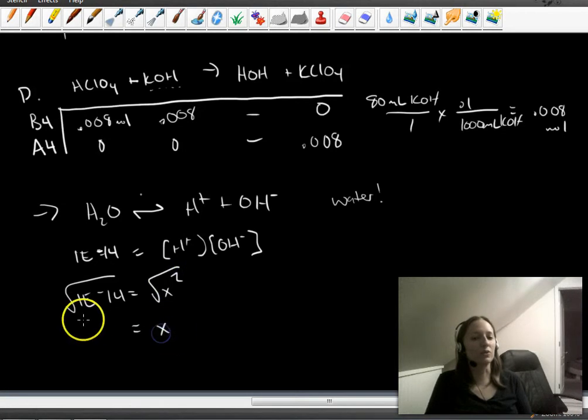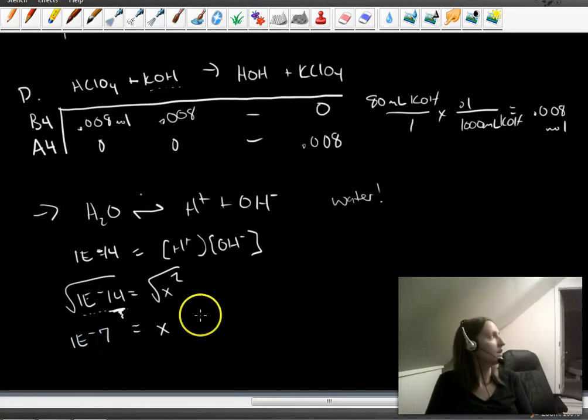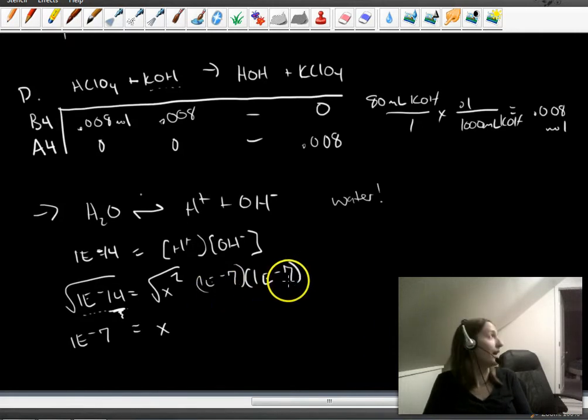So x equals, and here's another bit of logarithm stuff in your head. The square root of a logarithm, when it's even, you divide by 2. 1e to the negative 7, because if you remember, 1e to the negative 7 times 1e to the negative 7, when you multiply them, you add. So adding these two, you get the 14. So doing a square root of a logarithm that's even is easy.